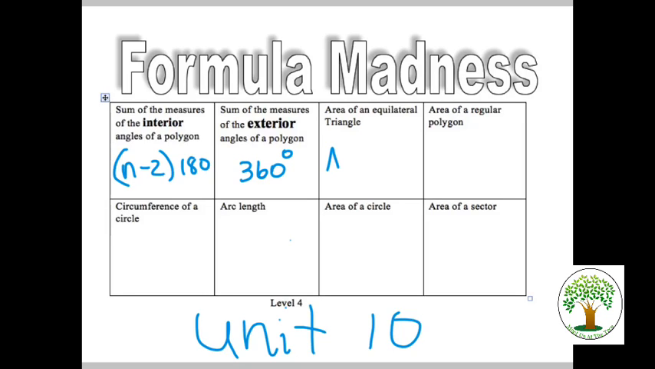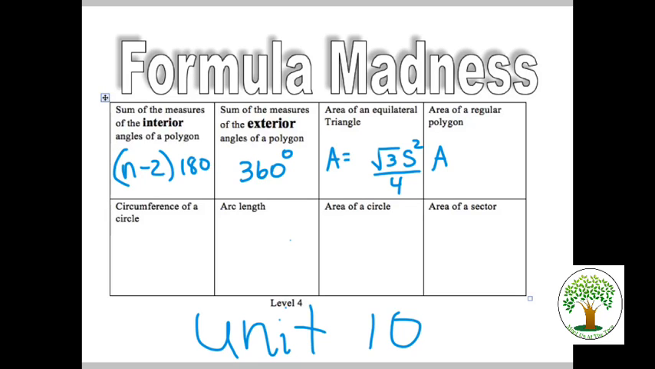That area of an equilateral triangle is A equals 1/4 square root 3 s squared. This could be changed to look like this. We could just put the 4 in the denominator.